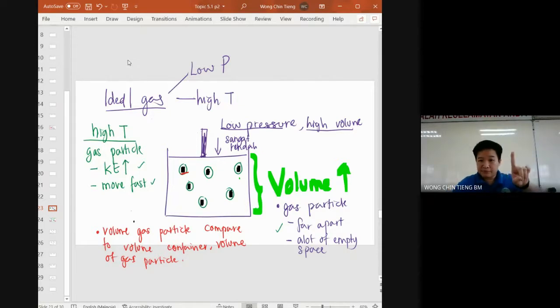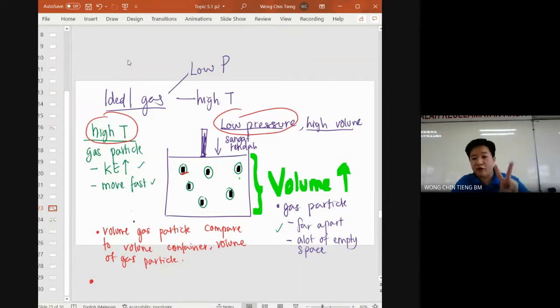Yang tu yang pertama. Keadaan yang sama, the high temperature and the low pressure will give rise to a second behavior of your ideal gas. The second behavior of your ideal gas is the intermolecular force of attraction between gas particles. Daya tarikan between gas particles will be negligible.